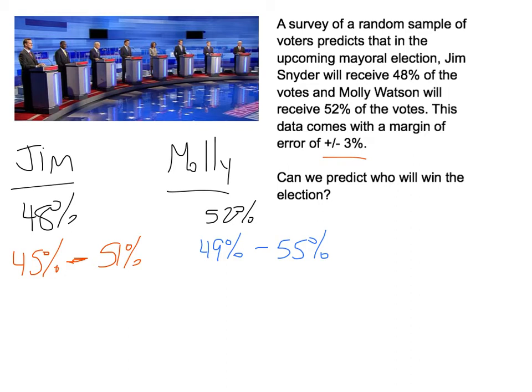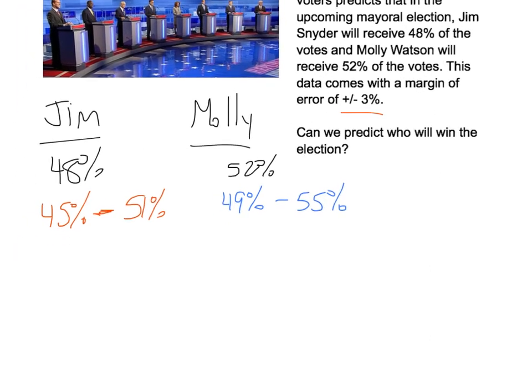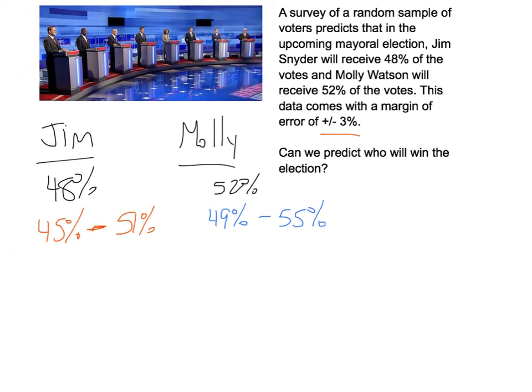So can we actually predict who will win the election? Well, if you count their margins of error, Jim gets the lowest, right? He could get a minimum of 45% of the votes, which would mean Molly would get the rest, which would be 55%. However, it's possible that Jim could get 51% of the votes. And if he did, that means Molly gets the rest, which would be 49. So it's possible that either of them could win. It's possible they could both get 50% and tie because 50% falls within both these ranges. So actually, we cannot predict who will win based on the data we've been given.